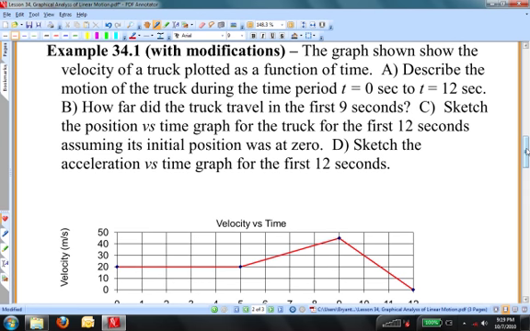C. And now here's where the modifications come. Sketch the position versus time graph for the truck for the first 12 seconds, assuming its initial position was at 0. Your authors actually ask you to sketch it for the first 9 seconds. I've extended it to 12 seconds. D, this is a new part as well. Sketch the acceleration versus time graph for the first 12 seconds. Okay, well, let's solve this problem.